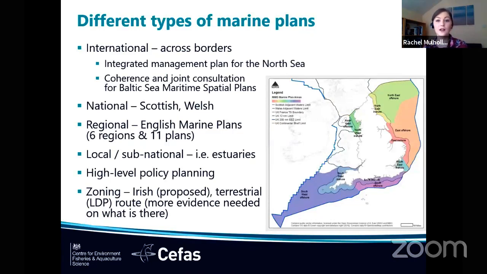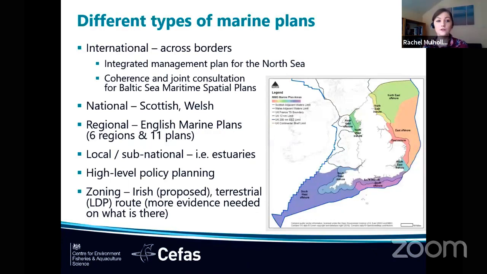The next level and much more common level is national marine plans, such as those adopted by the Scottish and Welsh authorities. The Scottish Marine Plan has been in place since 2015, and the Welsh Marine Plan was published in November last year. This is where there is one marine plan to cover the whole of that country's marine area. This generally works best where the marine area is not too large or is not fragmented into many different areas.